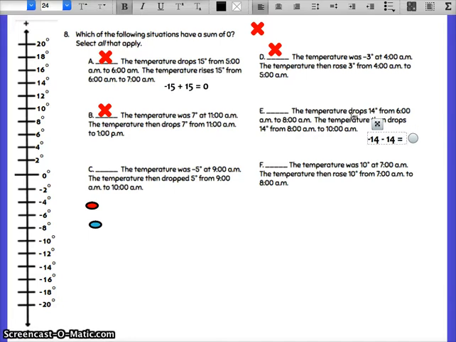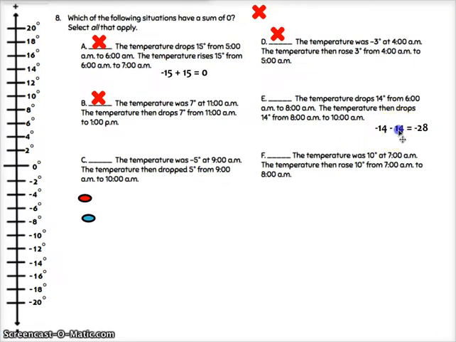So what would that equal? Well, we know it wouldn't equal 0. If I start at negative 14 and I take away another 14, I'm going to end up at negative 28. So that is not a sum that equals 0. So I'm just going to leave this blank.